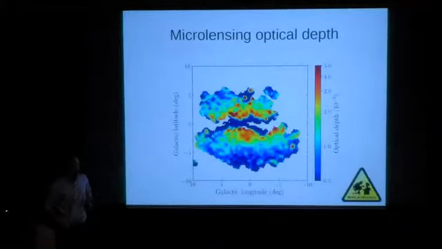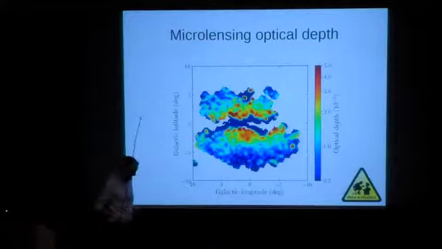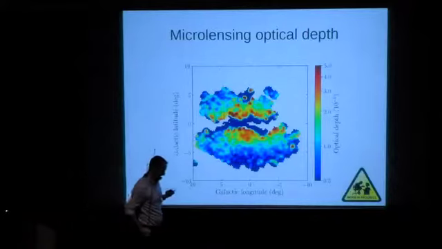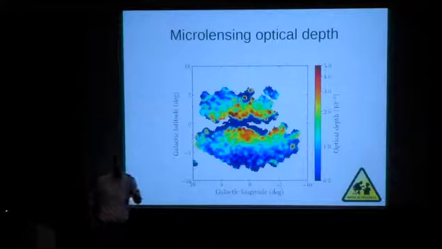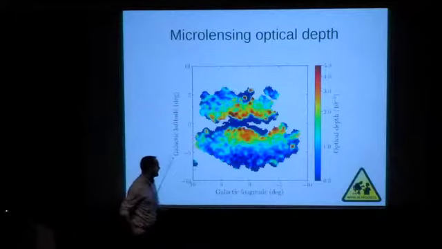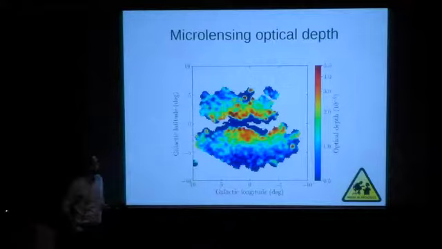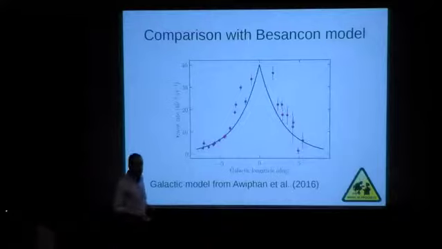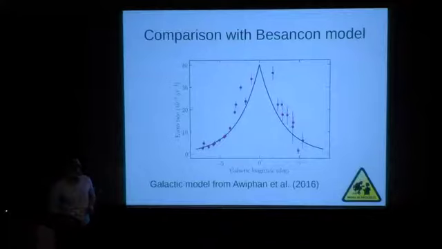This is the microlensing optical depth. It's not as nice as the previous map. It's more grainy, and this is because microlensing optical depth depends on timescales of events. So if you have only one really long event, it makes the entire depth much larger. I also compared these results with the simple Besançon model of our galaxy, and the results are pretty consistent.